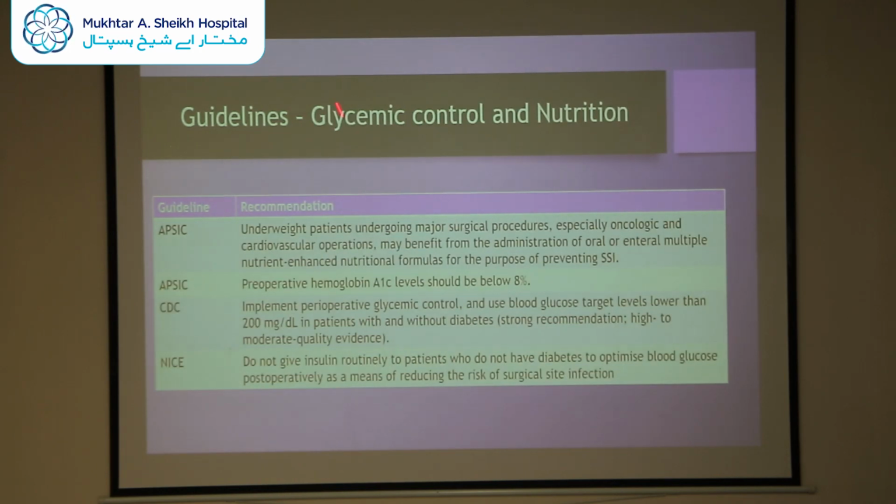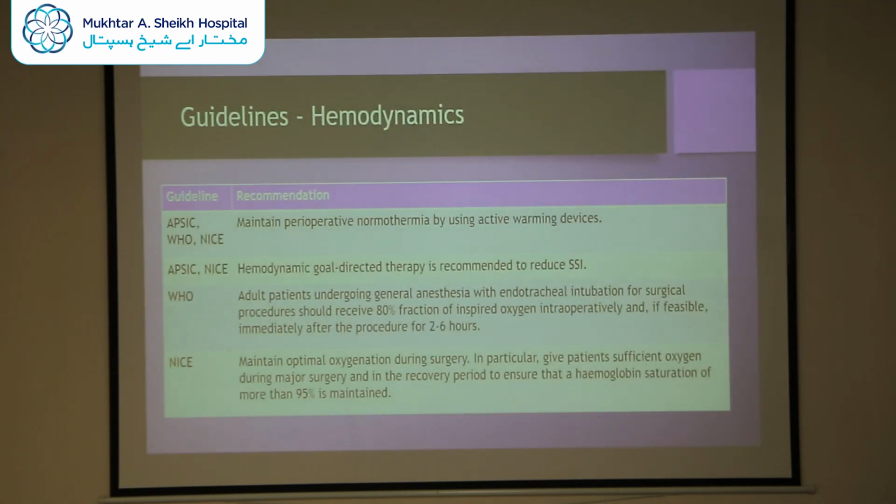So with regards to glycemic control, the APSIC guideline recommends HbA1c levels of less than 8, and the remaining guidelines recommend that the blood glucose target should be less than 200 milligram per deciliter in the perioperative time period. In case a person is not a known case of diabetes, he should not be started on insulin right away after a surgery just so as to reduce the risk of surgical site infection.